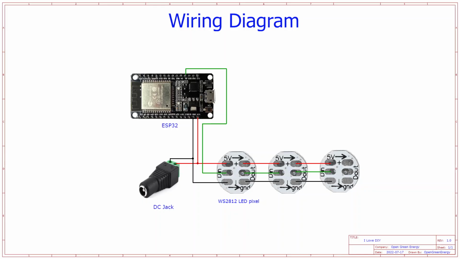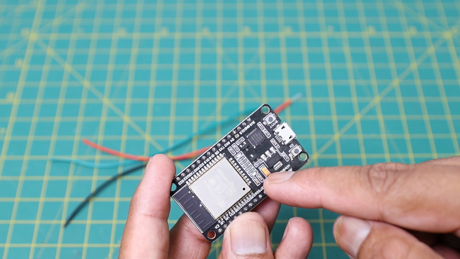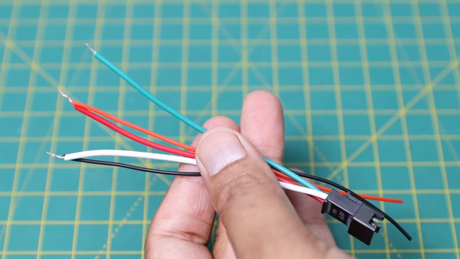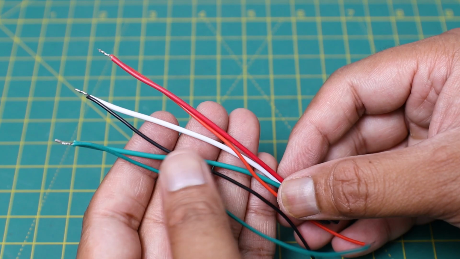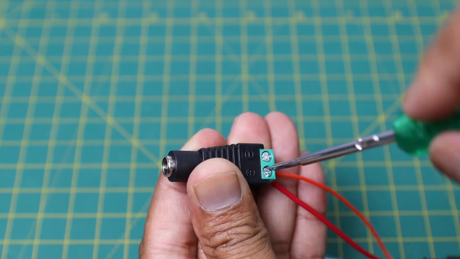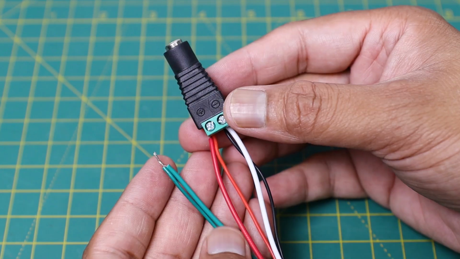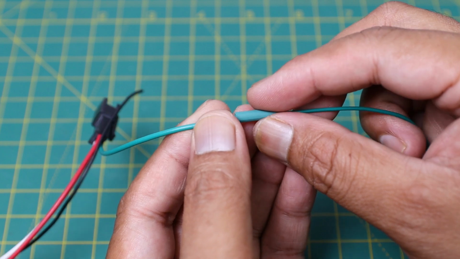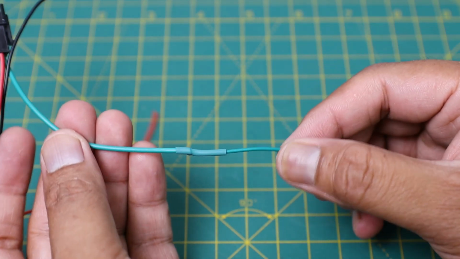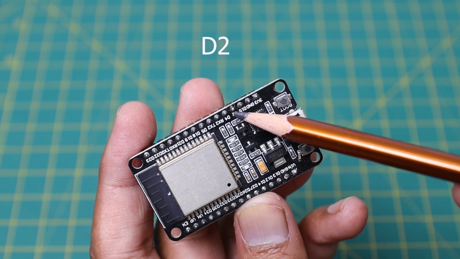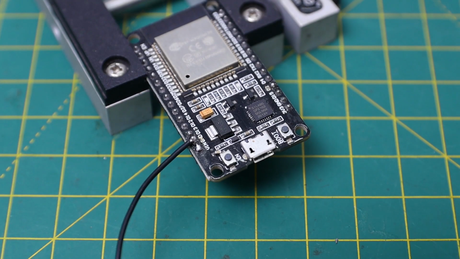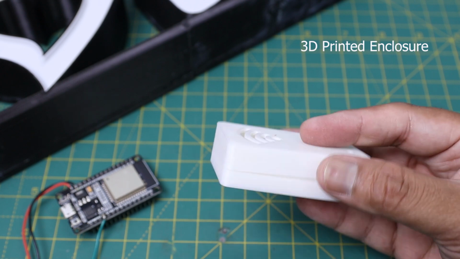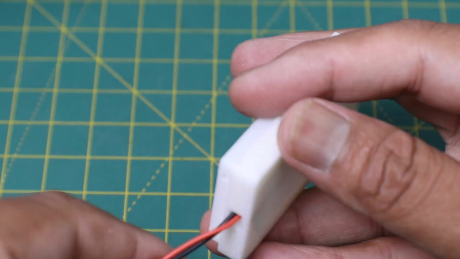Now we will connect the ESP32 board with the LED signboard as per the wiring diagram. After connecting the ESP32 with the LED signboard, I have placed the ESP32 inside a 3D printed enclosure. The link to download this enclosure file is given in the video description.